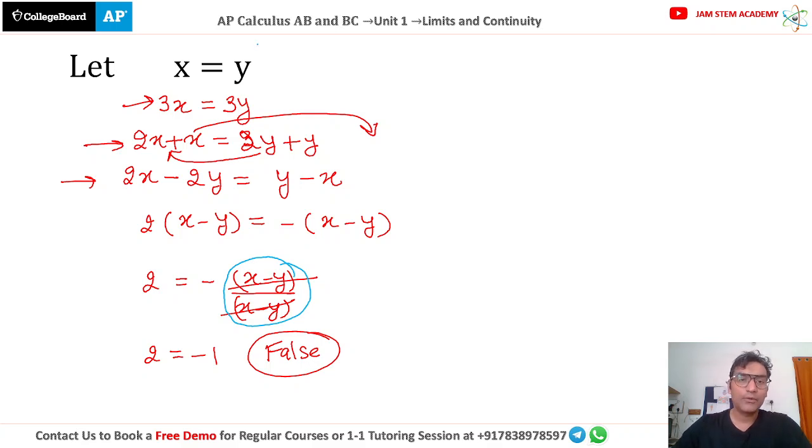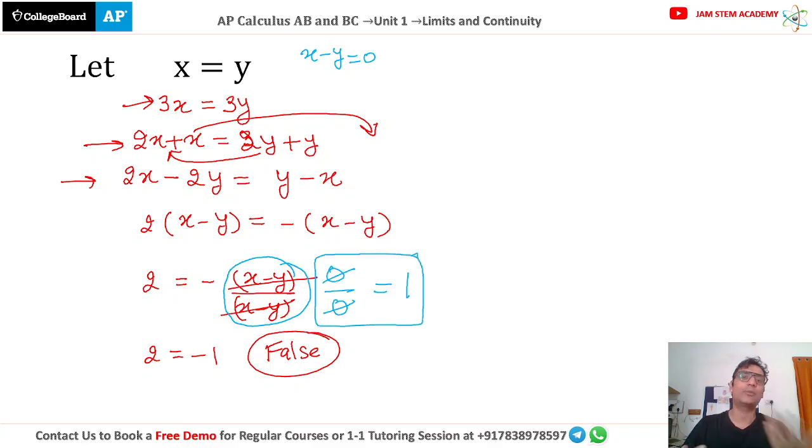The reason is, what is x? X and y both are equal. So can I say x minus y is what? 0. So if x minus y is 0, it means we are dividing 0 by 0. This is 0, this is 0, and we cancelled out these and we said it is 1. Wrong. That's not true. We don't know what is 0 by 0.